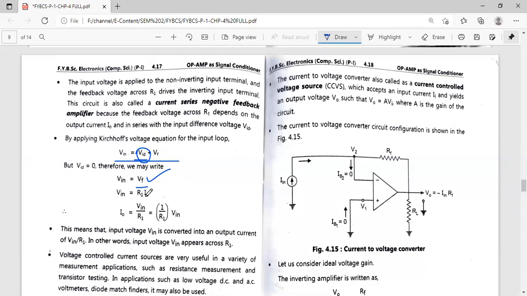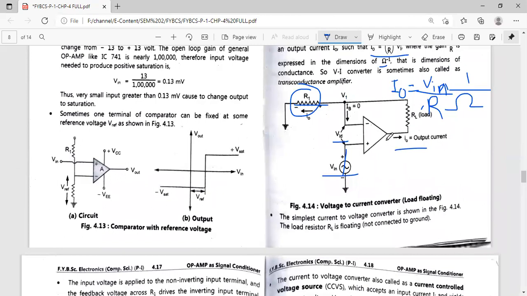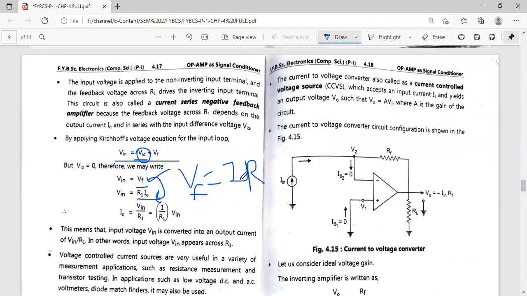So in feedback we have output current and the resistor is R1. So instead of VF we can write R1 I0. We are simply applying Ohm's law. Ohm's law is what? V is equal to IR. Here we have VF, that is the feedback resistor. What is the current flowing through the feedback? See, this is your output current, and that output current only flows through the feedback. So that is why instead of I I can write I0, because it is the output current.